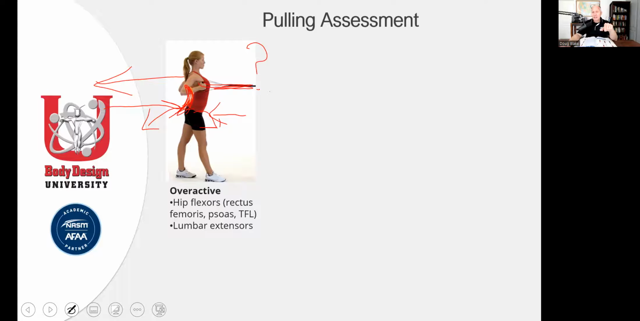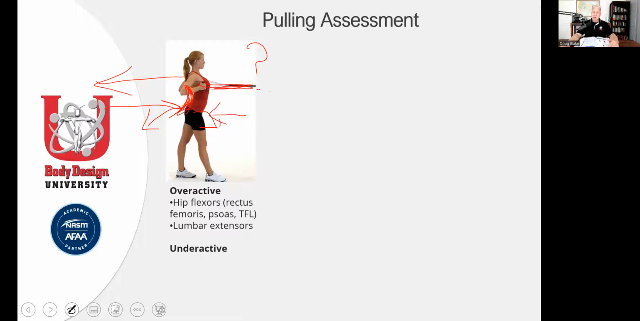So those are your overactive muscles. Write them down. Hip flexors, right? The rectus femoris, the psoas, TFL, tensor fascia lata muscle, which you generally feel kind of on the side, but it has an anterior insertion that allows it to be a hip flexor. And then the lumbar extensors work alongside, right, to help and assist with that arching of the low back by increasing the anterior tilt of the pelvis.